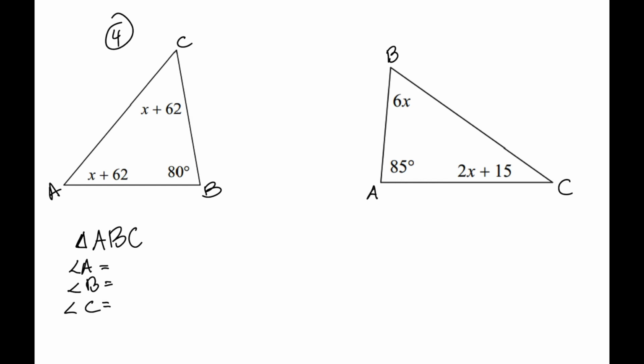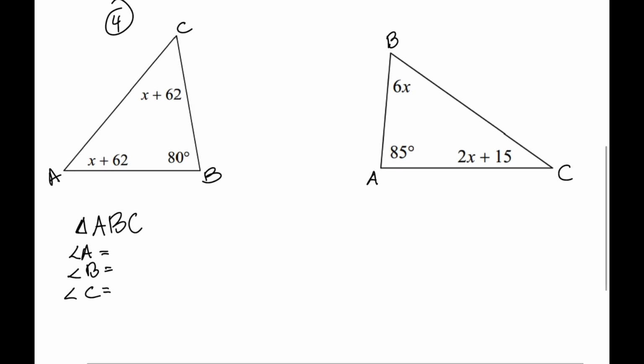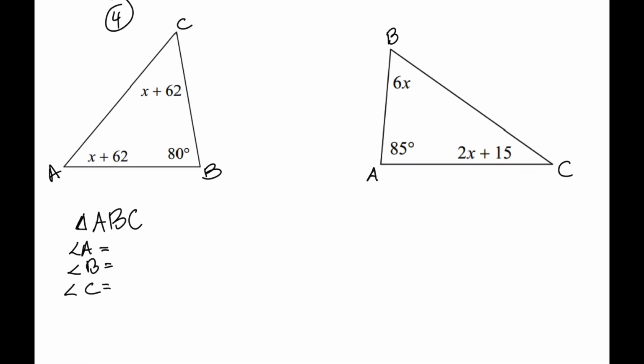So let's go through the process. Now, because they're both expressions, the way we set it up is not like we did with the other one, okay? But we're going to try to make it simple and easy. The first angle we had was x plus 62. The next one we had was x plus 62. These are the 2 expressions. And the last one we had was a positive 80.